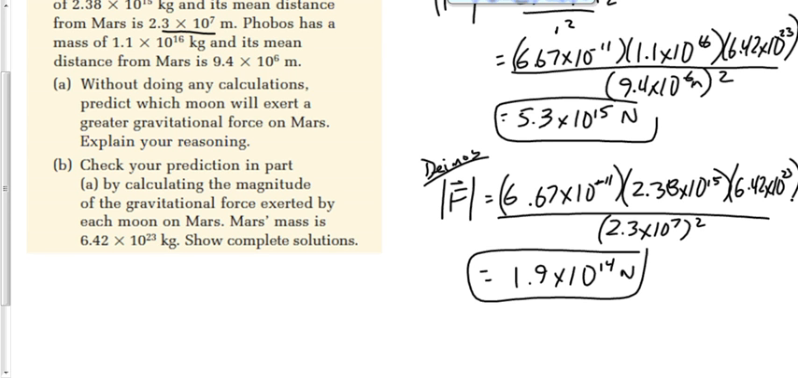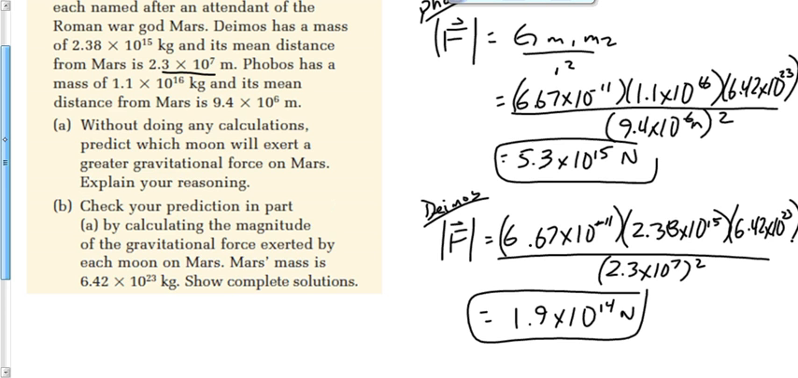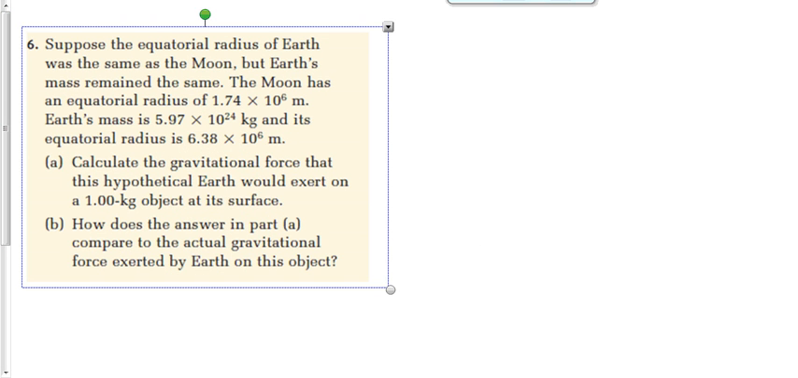Okay. And finally, the last question that we wanted to go over, question number 6. It says, suppose the equatorial radius of Earth was the same as the moon. The equatorial radius, that means the distance from the center of the Earth to the equator on Earth. We're saying suppose it's the same as it was on the moon, which it's not. Clearly, the radius of the Earth is a lot bigger than the radius of the moon. The Earth is a bigger planet. But let's pretend that it was for a second.